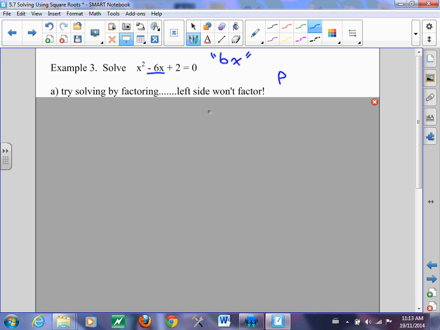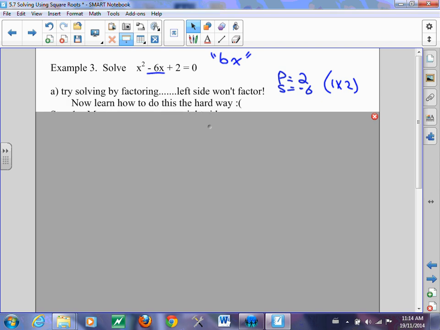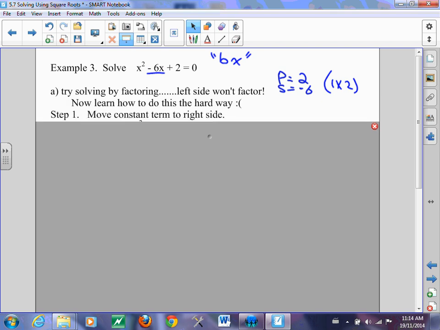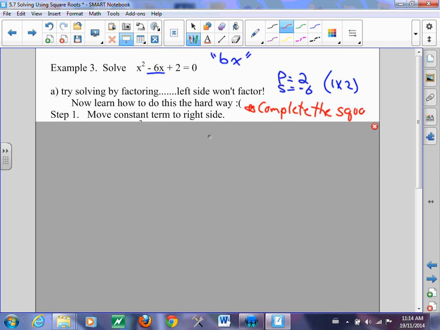Why not? Because the product equals 2 and the sum equals negative 6. My only product of 2 is negative 1 times 2, and that won't work. So we can't factor. Now we need to learn how to do it the hard way, and the hard way is called completing the square. You want to write that down: complete the square. You will use this especially in grade 11 as well and later on in this unit, so you're going to want to pay attention to this.